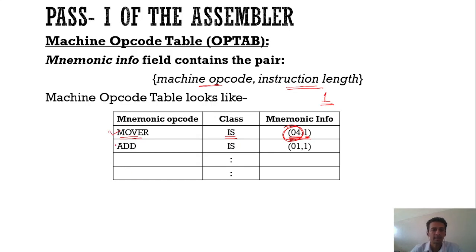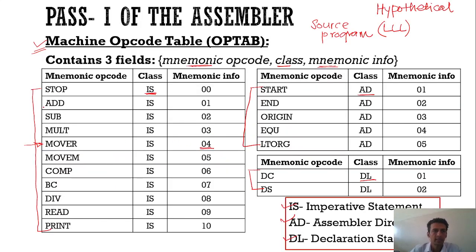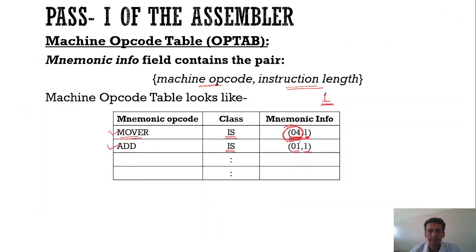Now let us have another instruction like add. Again it is an imperative statement and the machine opcode is 01. Length by default we are considering 1 only. Now again refer to the opcode table and locate the add instruction. Add instruction is here and its mnemonic info is 01. That is the reason we have written the machine opcode as 01.